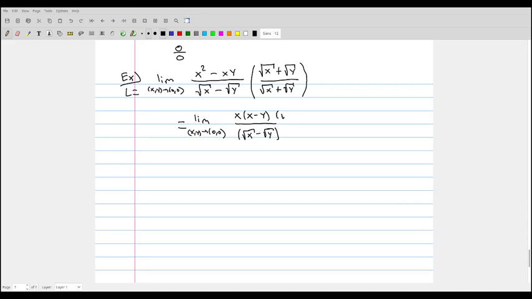And then now we have the square root of x plus the square root of y up here in the numerator, and the square root of x plus the square root of y down here in the denominator. So it looks like it's more complicated, but we'll see that this simplifies very, very nicely.